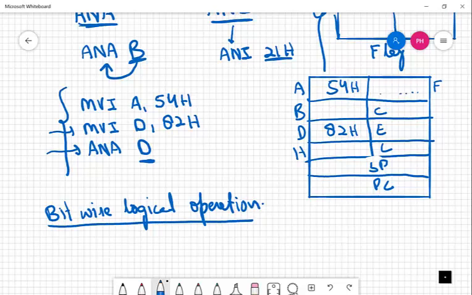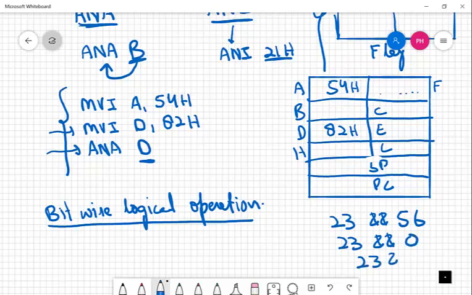What is actually AND? What does AND do? If we AND two non-zero numbers, the result will always be non-zero. And if we AND two numbers, one of them happens to be 0, then the result will always be 0. That means if I do 23 AND 56, the answer will be a non-zero number. Or if I do something like this, the answer will always be 0. In case of 23 and maybe 01, the answer will again be non-zero.